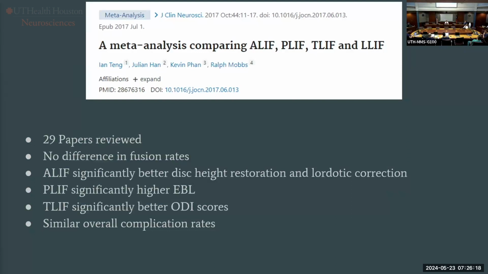So meta-analysis of the various techniques, 29 papers reviewed. So similar complication rates overall.